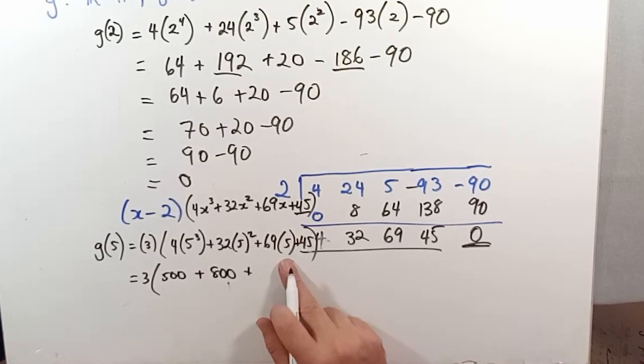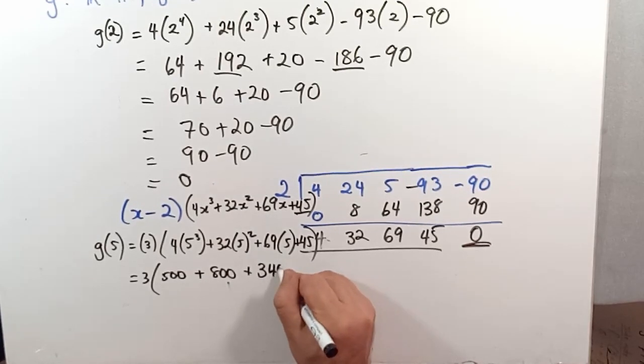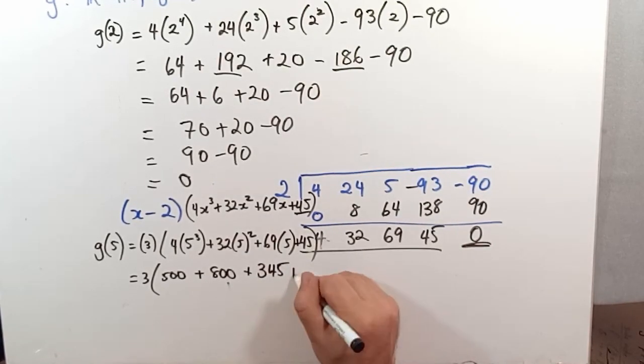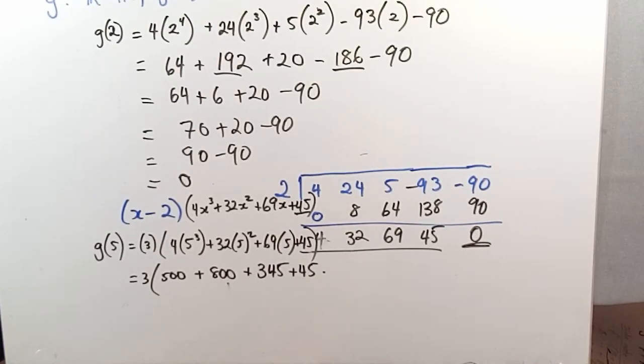69 times 5, so 69 times 10 is 690. Half of 690 is 345 plus 45. Now, did I miss a negative somewhere? Because all these numbers are positive and none of them is 0, so that did not work. What if we get negative 5? So that makes that a negative 7.